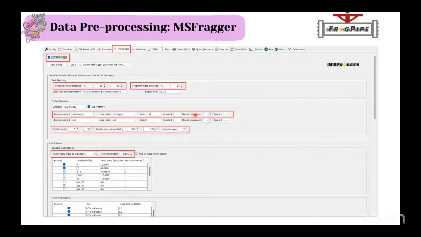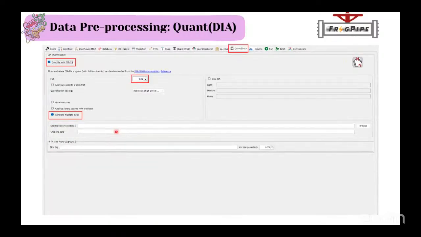The number of miscleavages we have kept as 1, but in strict conditions you can do it as 0 also. But we generally keep 1 to 2 miscleavages. And methionine modification and urea modification we have kept. For the peptide length, we are considering only 7 to 50 amino acids. Once this is done, the peptide mass range can be 500, and based on that, the validation will be done. So we come to the quant DIA method.